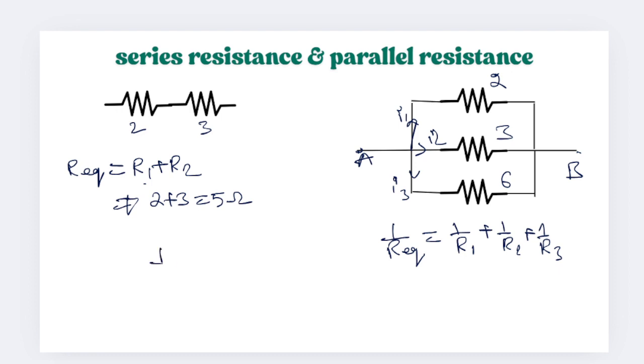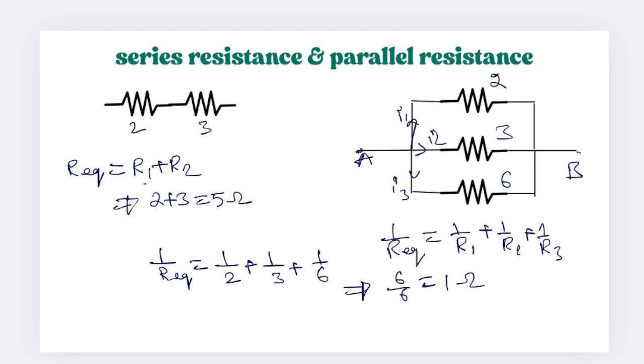So 1 by R equivalent is equal to 1 by R1, nothing but 1 by 2, plus 1 by R2, 1 by 3, plus 1 by 6. Simplifying this, take the LCM of 2, 3, 6, which is 6. So you will get 3 plus 2 plus 1, nothing but 6 by 6. So the answer is 1 ohm. R equivalent is nothing but 1 ohm.